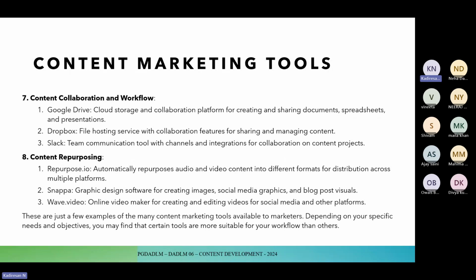For content collaboration and workflow, you will be storing your content, so you need a backend server. In that case, you can use Google Drive, Dropbox, or Slack, where you can host your files, images, text, and content. For content repurposing, Repurpose.io automatically repurposes audio and video content into different formats for distribution across multiple platforms. It is mainly used to convert from one format to another. Snappa is graphic design software for creating images, social media graphics, and blog post visuals. Wave.video is an online video maker for creating and editing videos for social media and other platforms.